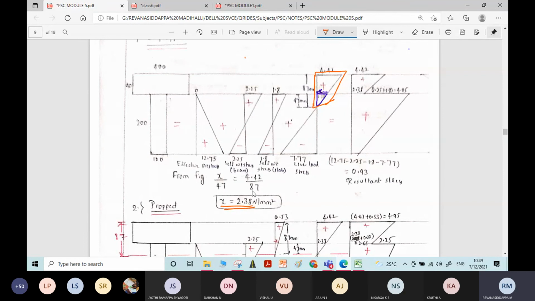Is that clear, Arjun? Yes, sir. We have taken the properties of similar triangles. This small triangle and the full triangle are both similar triangles. So the base width of the smaller triangle, x, divided by the corresponding height is 47. Okay, 47. How did you get 47?